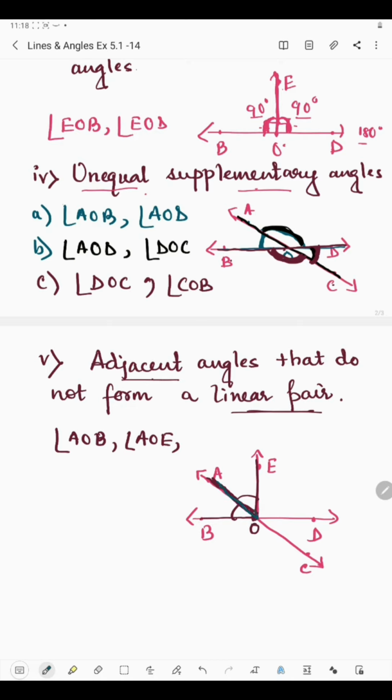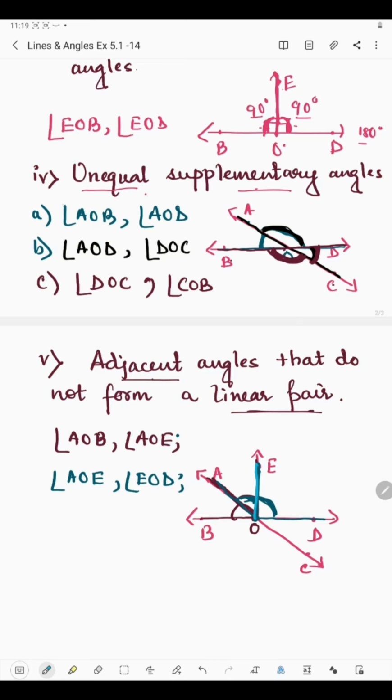Now see this angle AOE and EOD share the common vertex which is O and share the common arm which is OE, right? So that means AOE and EOD are adjacent angles, and they do not form a linear pair because it is not forming a straight line, right? So it will be AOE and EOD. Okay. Now next.